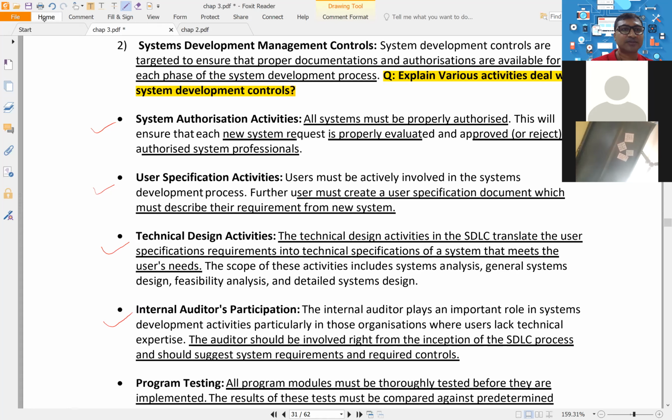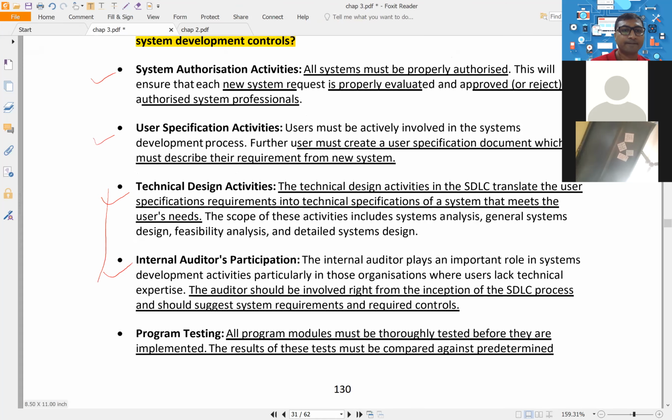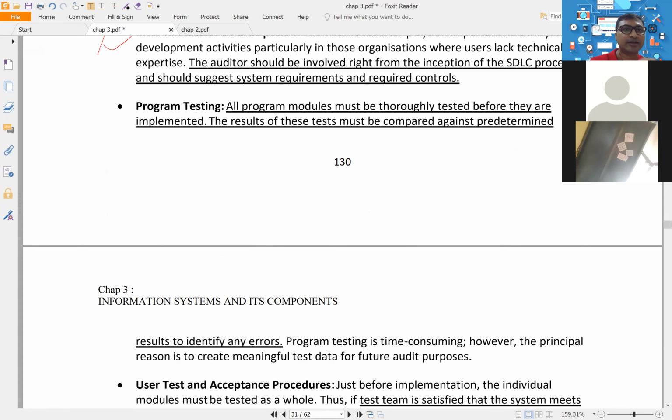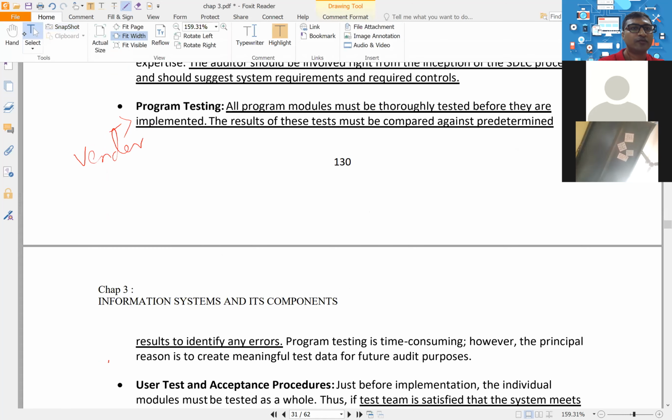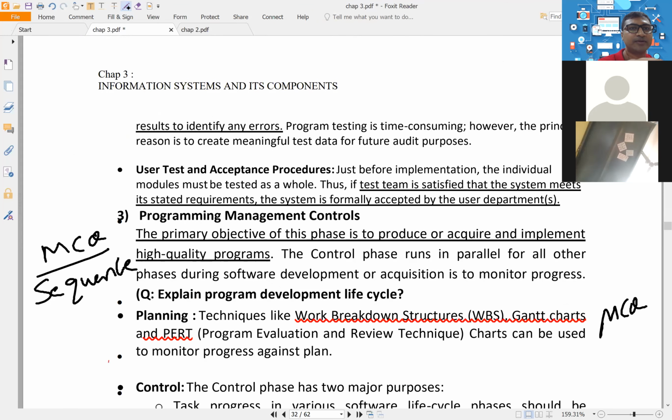And obviously once the system is developed, testing will be done, correct? Now here there are two types of testing. I told you that one testing will be performed by the vendor itself. Once the vendor has performed his testing, we will not accept it. We have decided that we will also test. So the client will test. That is called user testing.